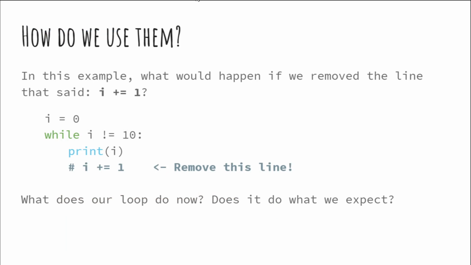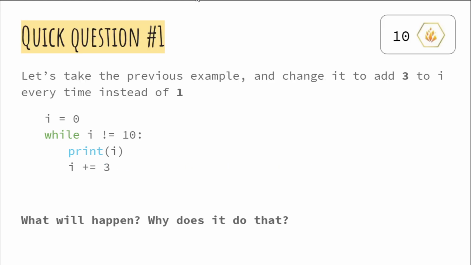So we will continue on to our quick question. Taking our previous example and changing it to add 3 to I every time instead of 1, what happens and why? I believe we have a poll for that. As usual, we will give you about 1.5 minutes to answer this.